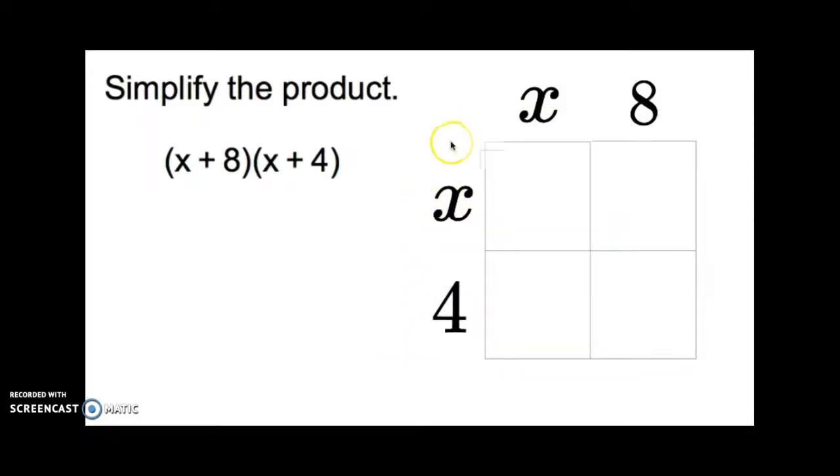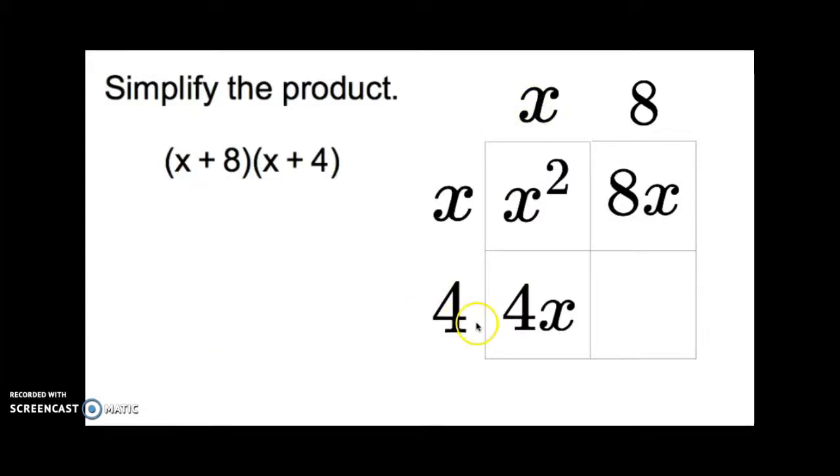Now we multiply these. So x times x will give you x squared. You put it in the box here. x times 8, you'll get 8x, and you put that in the box here. Then we have 4 times x, which is 4x, which goes here. And then 4 times 8 is 32, which goes here. So now the boxes are filled in.